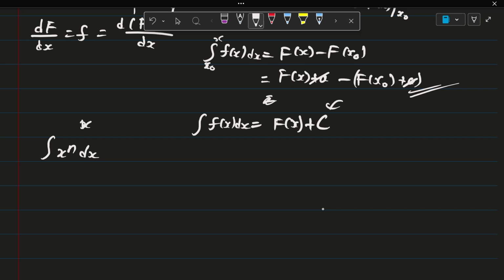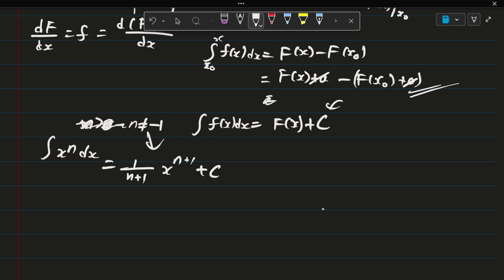So if the n is greater than 0, what you get is this is pretty much 1 over n plus 1 times x to the power of n plus 1, plus c. So you can just prove this. If you take the derivative, it turns out that it's the same thing. Well, it turns out that this will work for any value except for n equals to -1.